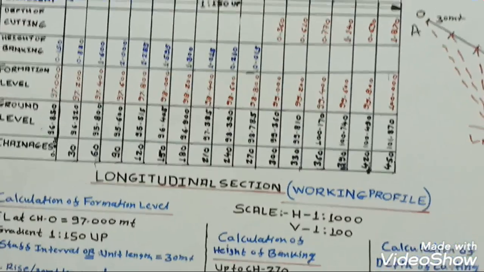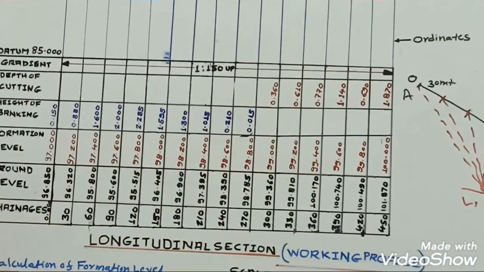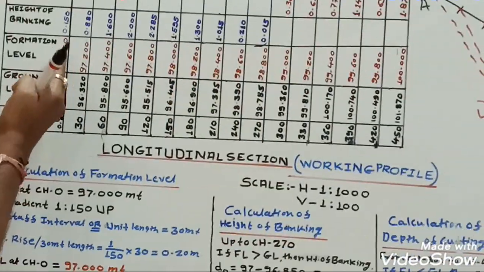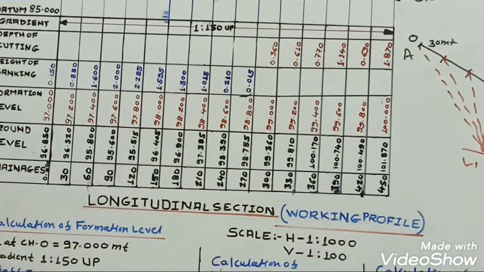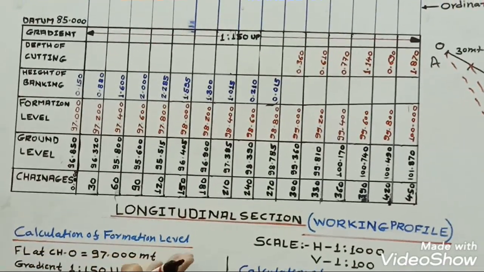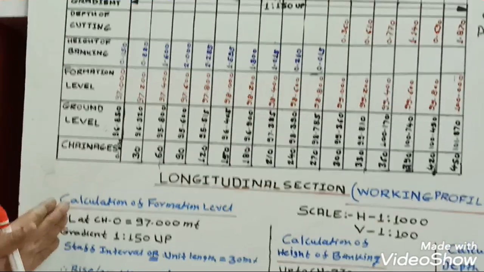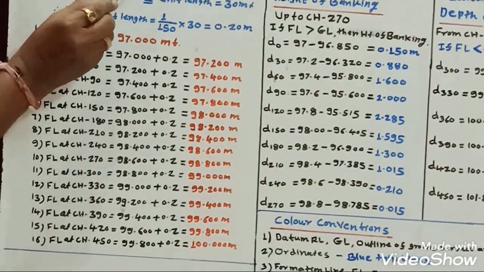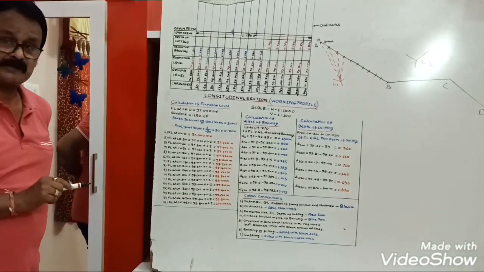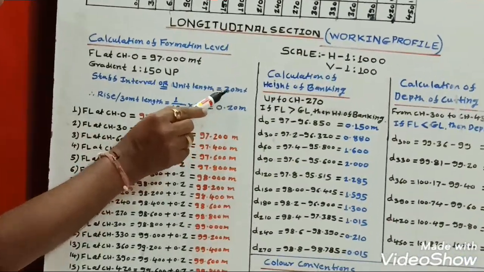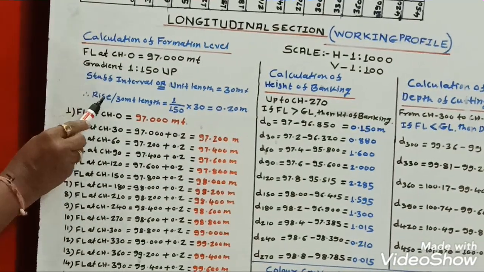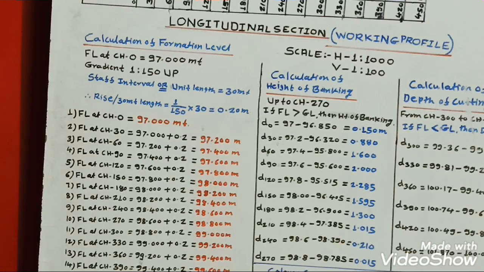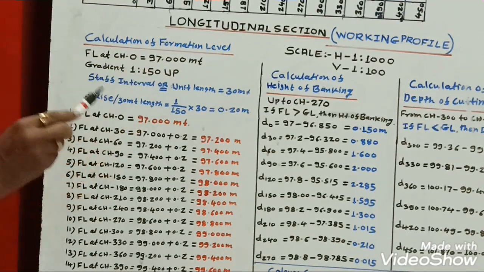Now here, for the existing point from which the road is started, the formation level is 97 meter. And if one formation level is known to us, then how to find the formation level of other chainages? For that, the calculation of formation level will be done like this. There is a formation level at the starting chainage of 97 meter. Now the gradient is 1:150 rising gradient. Now the staff interval or unit length of section is 30 meter in this case. Therefore we have to find out the rise per 30 meter length, that is 1 by 150 into 30, that is 0.2 meter. And here a rising gradient is provided, therefore we are finding the rise.